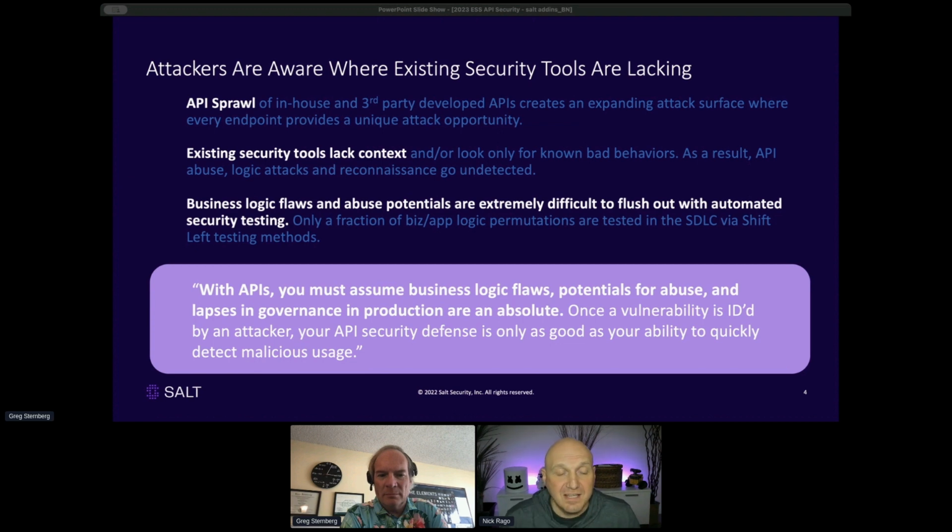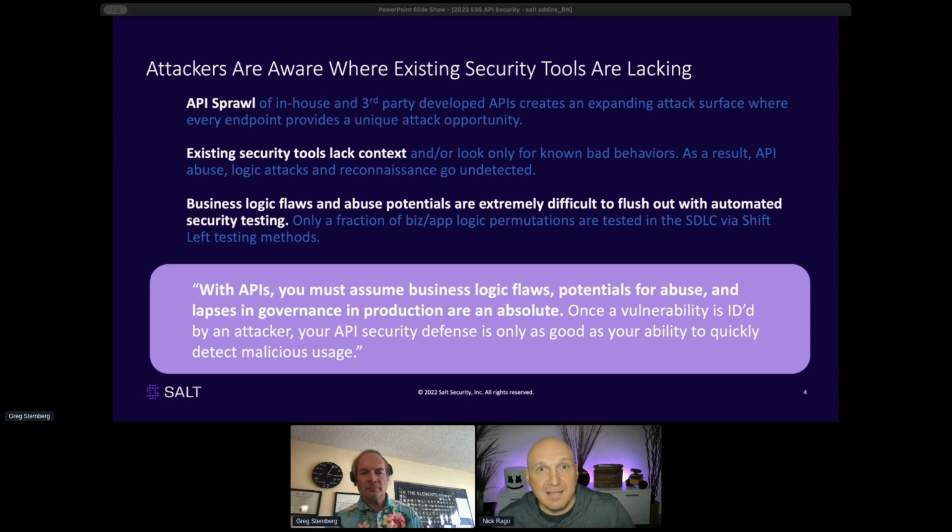And then the last thing, Greg, that you mentioned was business logic flaws. I talk to a lot of organizations about this as well, because you have to be cognizant of the fact that application security testing, especially automated testing through the pipeline, is very important. Again, it's basic blocking and tackling. I want to scrub out as much bad as I can before things go into production. But with APIs, a lot of the attack types, and we'll talk more about this in a minute, are based on business logic flaws. And these business logic flaws, or potentials for misuse of an API, are very difficult to flush out with automated testing.